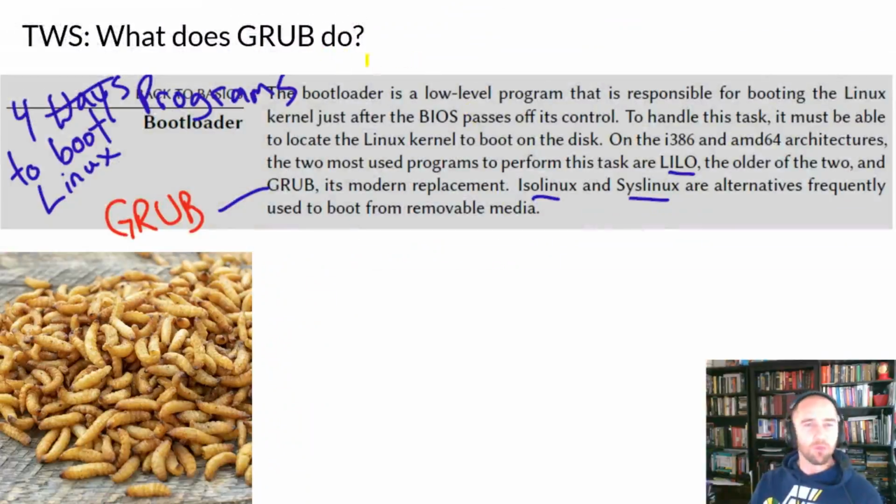Once you're booting from one of these ways, you're using a bootloader, which is a low-level program responsible for booting the Linux kernel, and this is happening just after BIOS passes it off. So for this to happen, it must be able to locate the Linux kernel to boot on the disk. On the i386 and AMD 64 architectures, the two most used programs to perform this task are LILO, the older of the two, but GRUB is the new cool kid on the block, the more modern replacement.